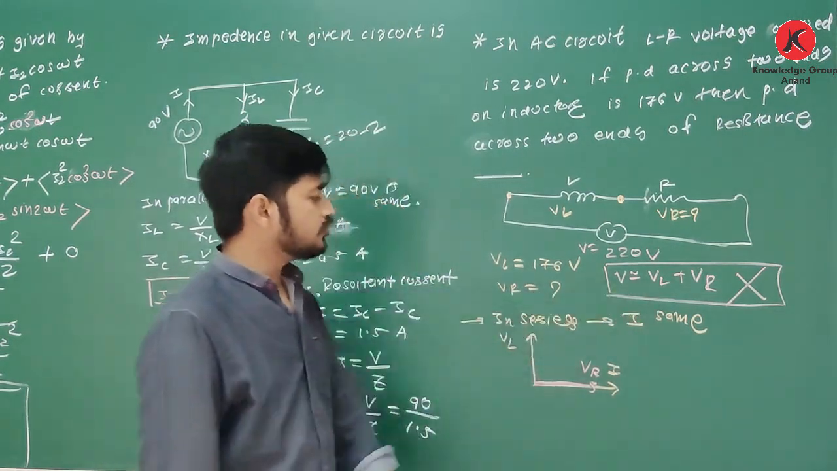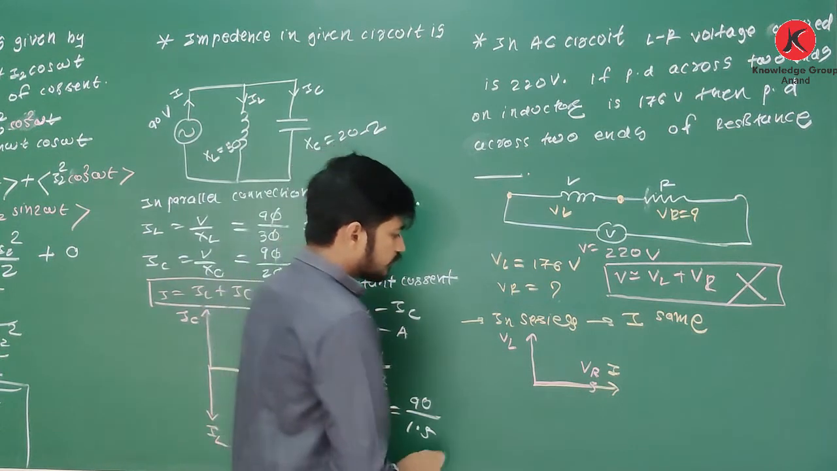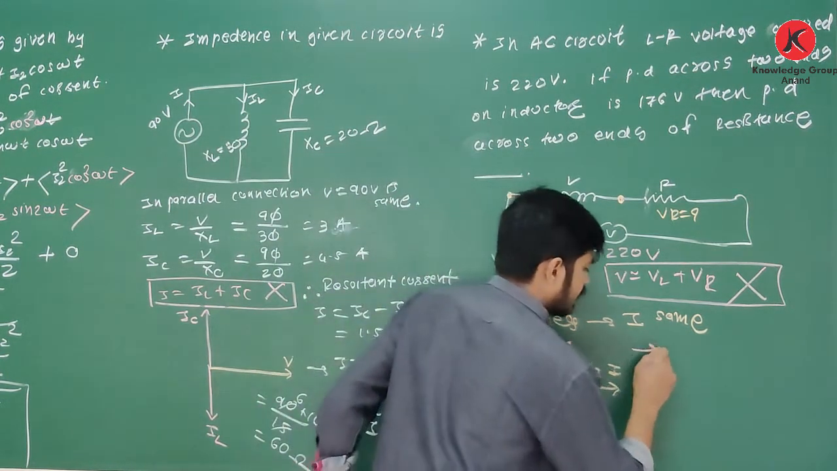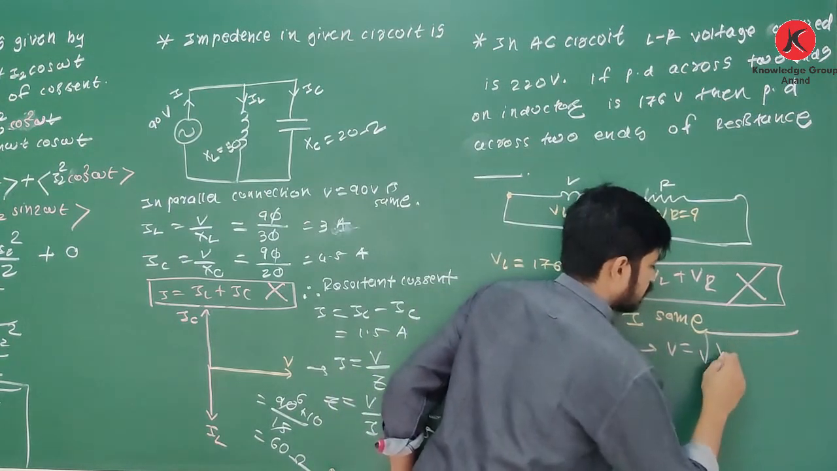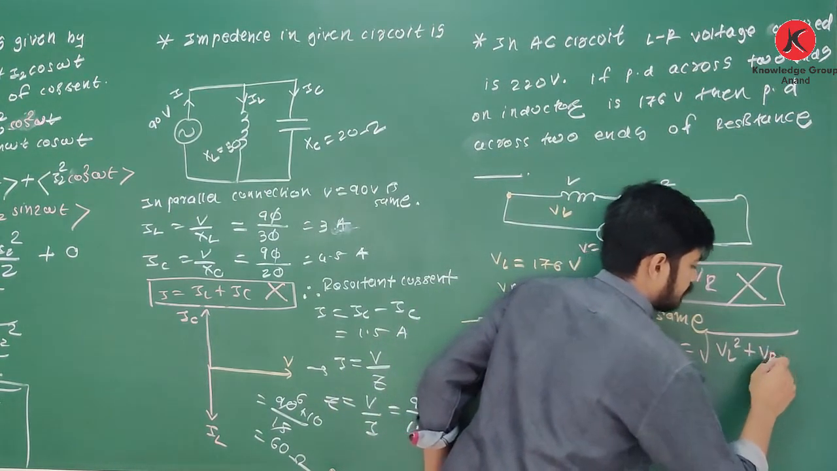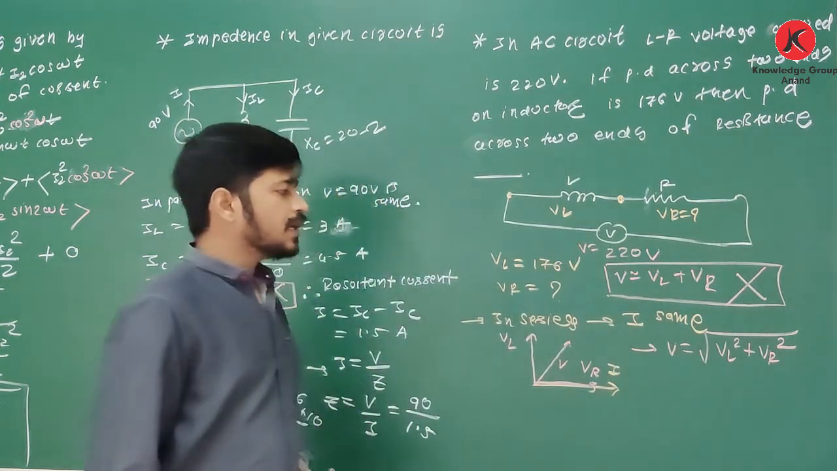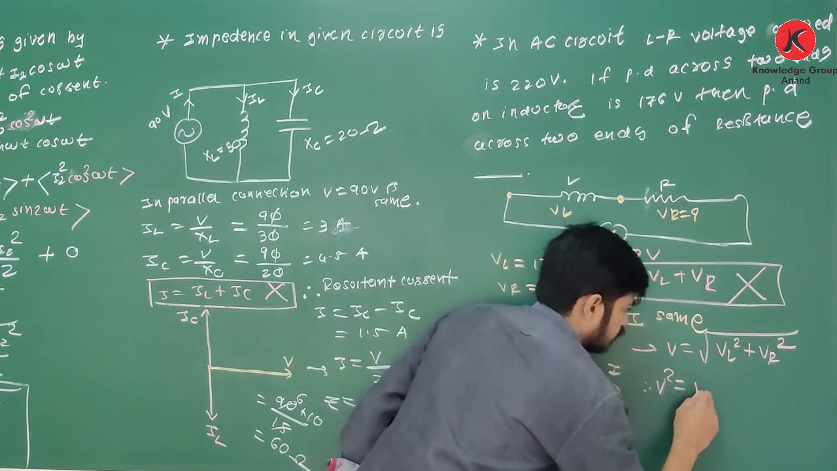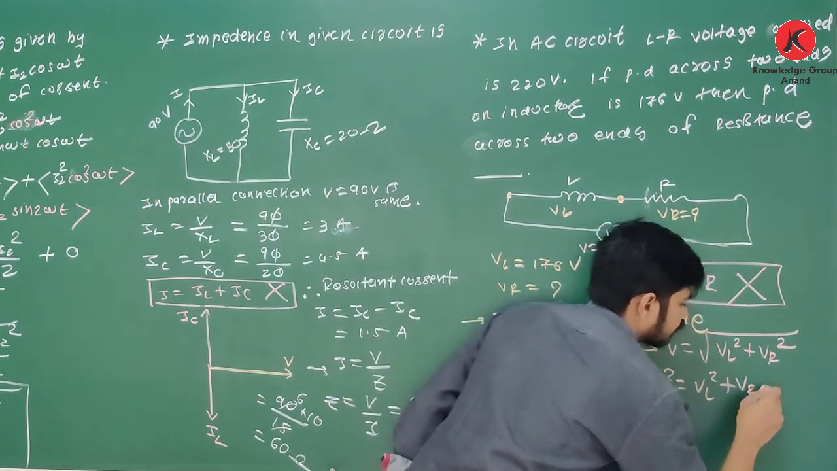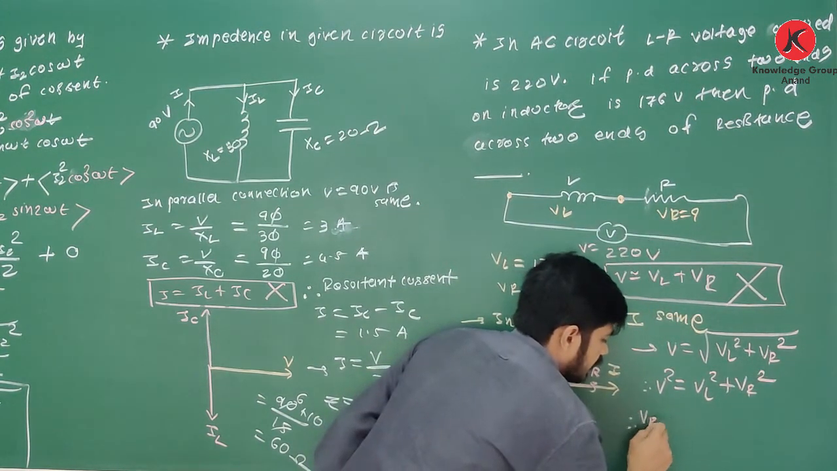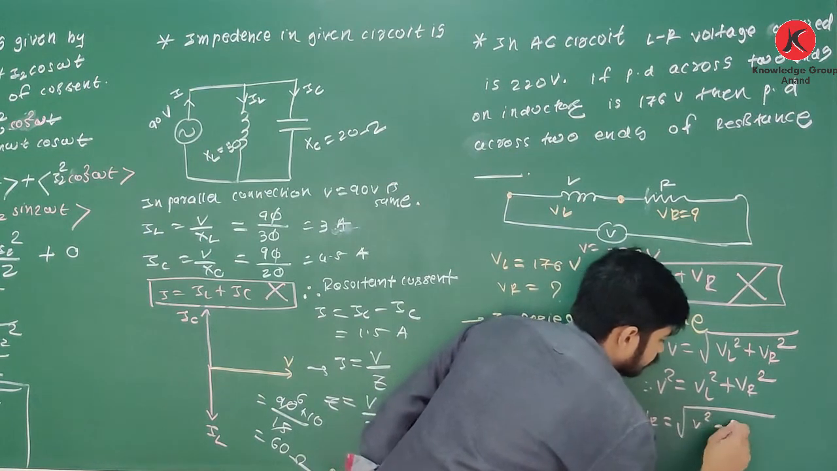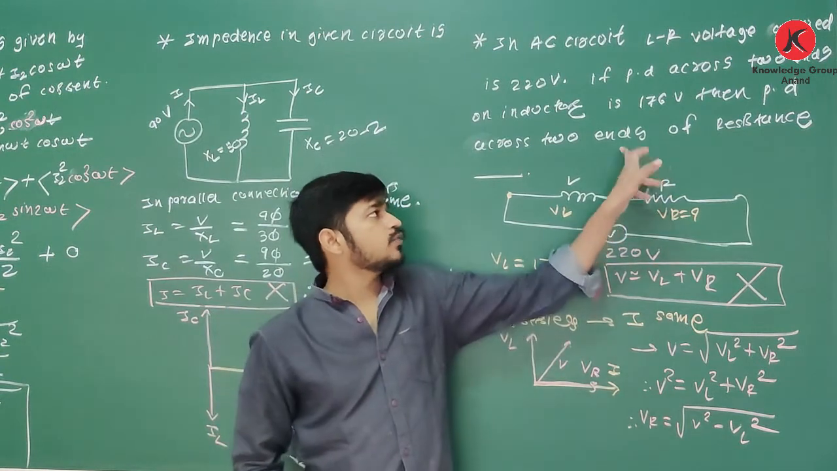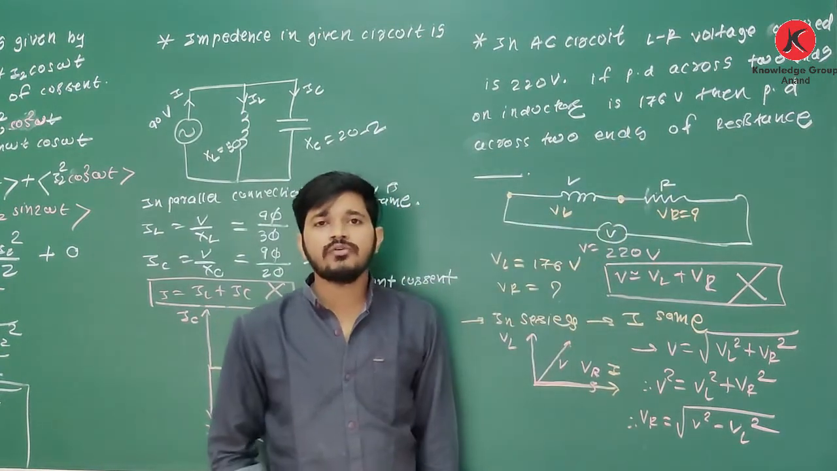So we cannot use this equation. Instead, we have to use this equation. According to the law of parallelogram, the resultant V is equal to under root VL square plus VR square. So V square is equal to VL square plus VR square. Therefore VR is equal to under root V square minus VL square. From this equation you can find the potential difference between two ends of the resistor.